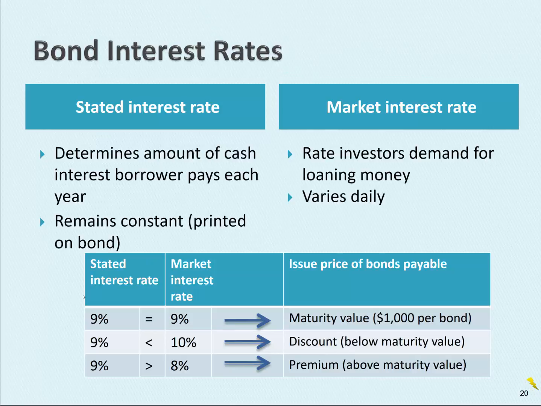So here's what's going on. We have three different scenarios. We have decided to sell a bond, and the bond is going to pay 9% interest. This is the stated interest rate. In other words, this is printed on the bond. It can't be changed.